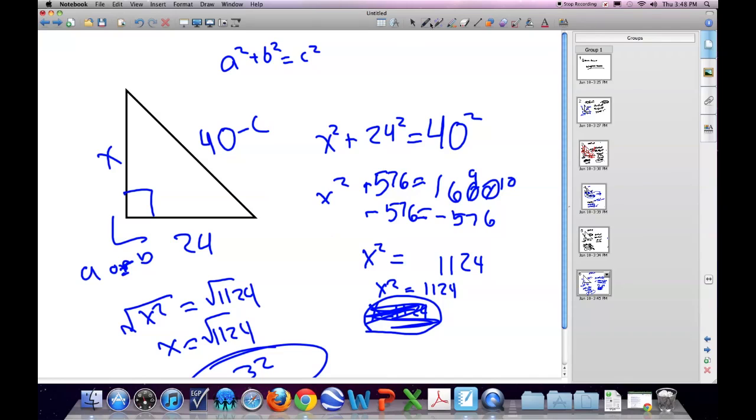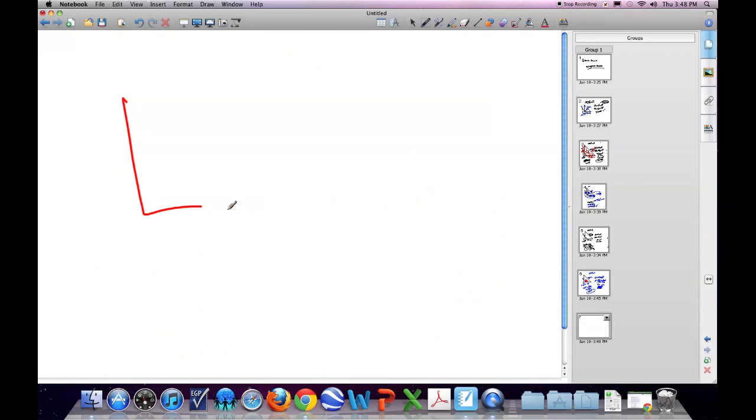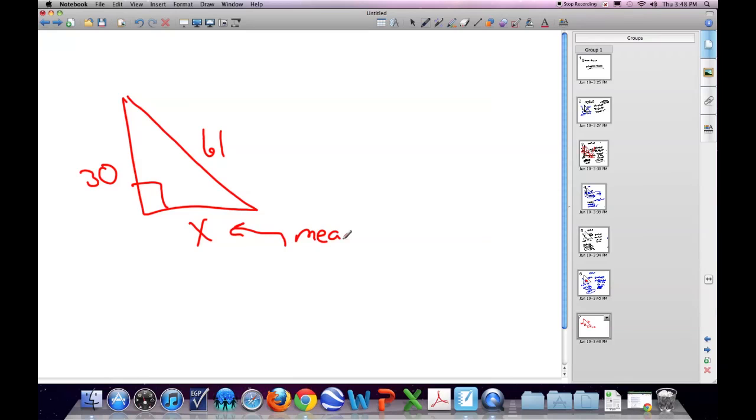Sorry about that. Let's just grab a new page. You have this right angle. You can do that with x. 30. And whatever this is, I forgot. Let's make that 61. You can find x. Now this is going to be really ugly and mean. But you can figure it out in the end using the Pythagorean Theorem.